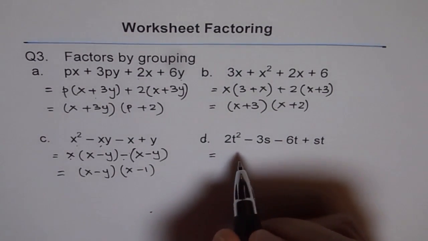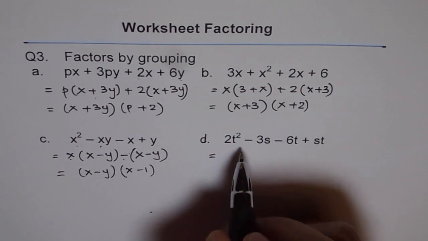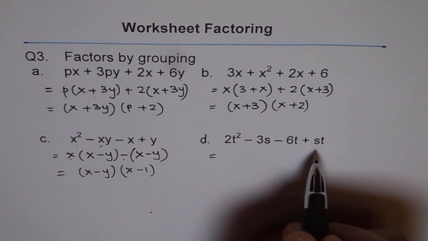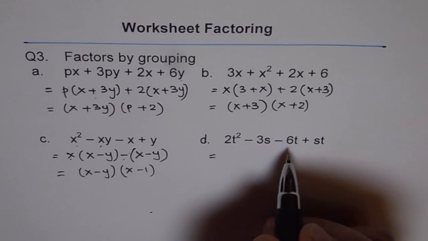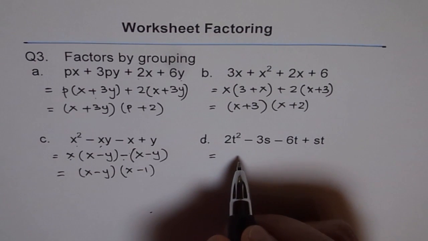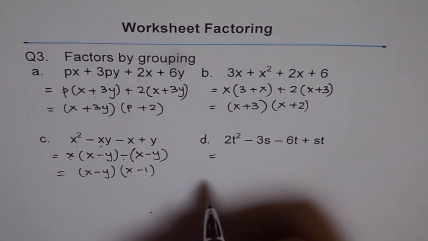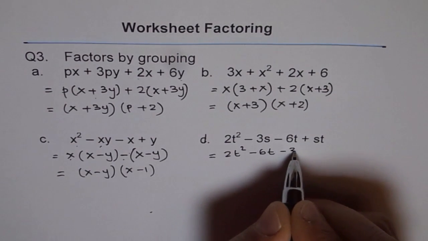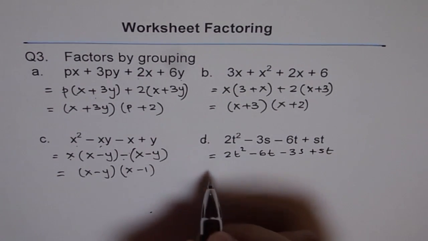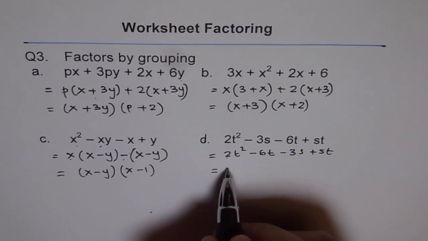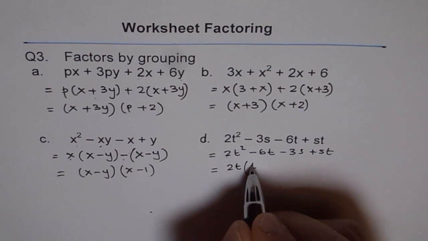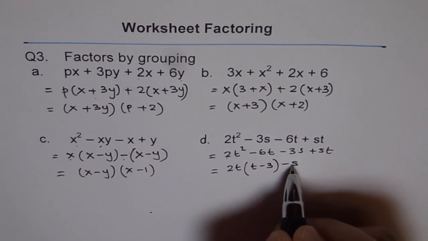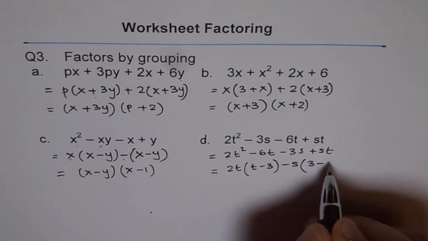In D, what we could do is arrange these terms so that we get t's together and then s together. So let's try to do that. Because nothing is common between the first 2, we'll write this as 2t squared minus 6t minus 3s plus st. Now we can factor 2t from the first 2 terms. We get t minus 3. In the other terms, we can factor s. So we get 3 minus t.